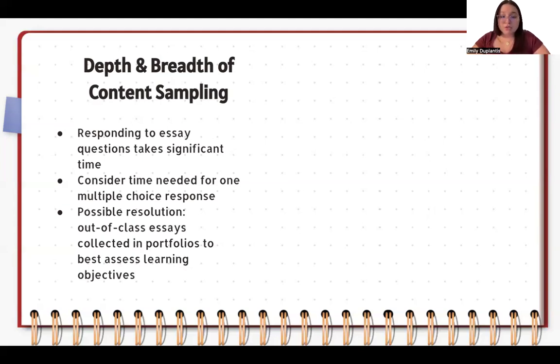So a possible resolution to this issue may be to assign some out-of-class essays collected in portfolios to best assess learning objectives.